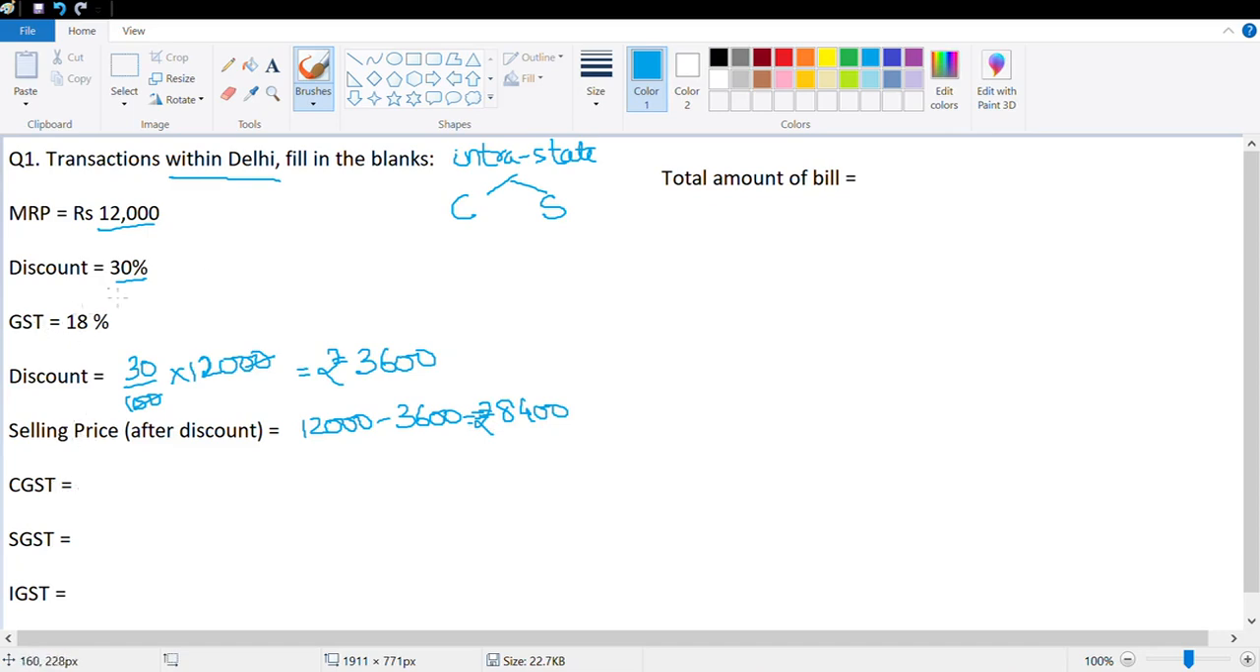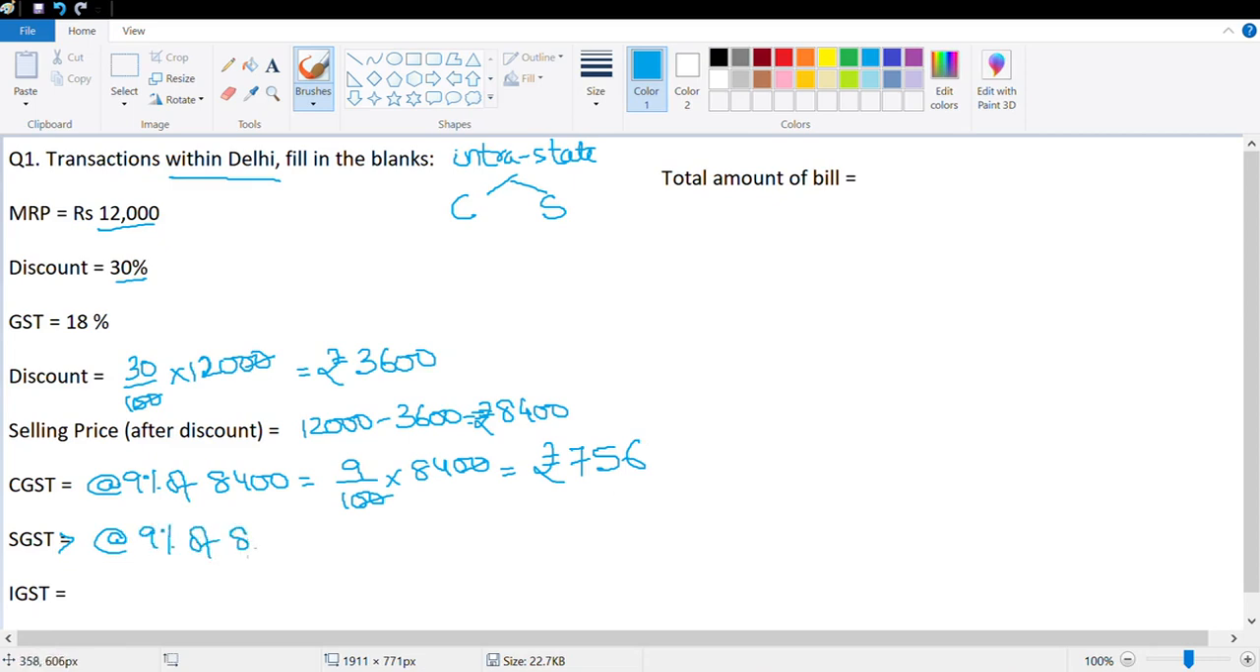So CGST, since this is an intra-state transaction, will be at the rate of 9% of the selling price, which is 9% of 8,400, which is 9 upon 100 into 8,400. The 00 gets cancelled. This is 9 into 8, 72, and 9 into 4, 36. So this is 756. SGST will also be at the rate of 9% of the selling price, which is 8,400. We already calculated this is rupees 756.